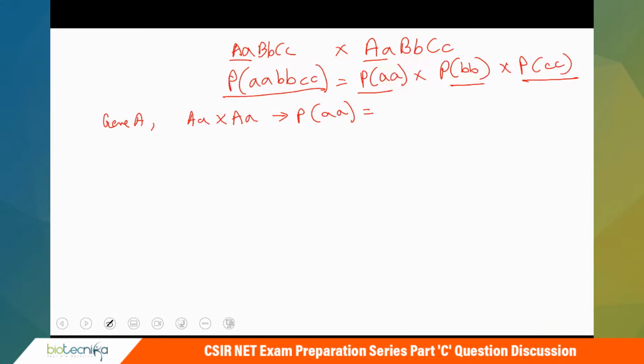It will be equal to 1 by 4. You can make up a monohybrid cross quickly and you will know that it is 1 by 4. By now it should be on your fingertips. If you are revising for your CSIR term examination, then it should be on your fingertips that it will be 1 by 4.